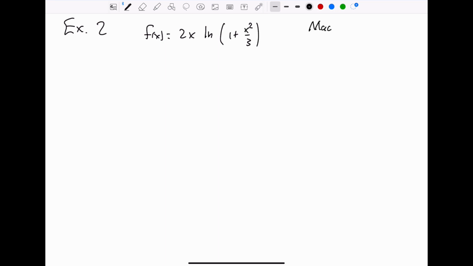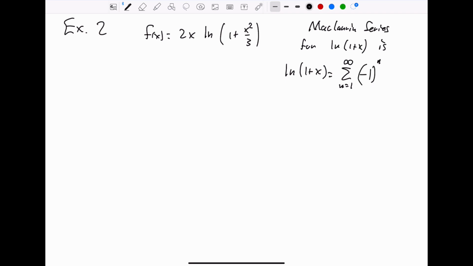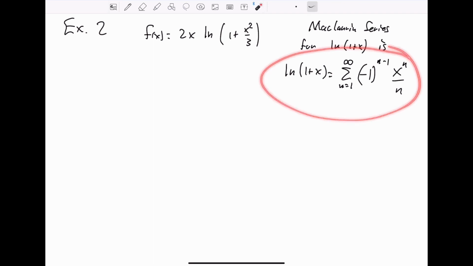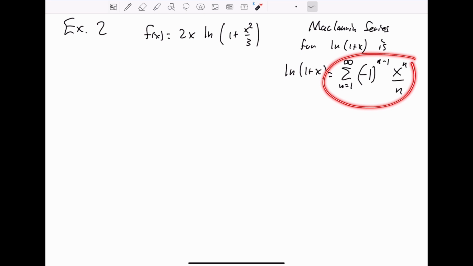The Maclaurin series for natural log of 1 plus x, using the information from the front of the handout, is: natural log of 1 plus x equals the sum, n goes from 1 to infinity, of negative 1 to the n minus 1 times x to the n divided by n. It's a really good idea to actually work through this problem on your own. Sit down and work through all the steps to find the Maclaurin series for natural log of 1 plus x, and you'll see that it equals this expression here.